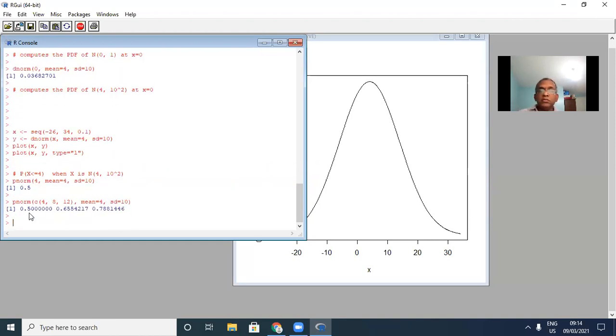So the first is the probability that x is less than or equal to 4. The second is the probability that x is less than or equal to 8. And the third is the probability that x is less than or equal to 12, right?